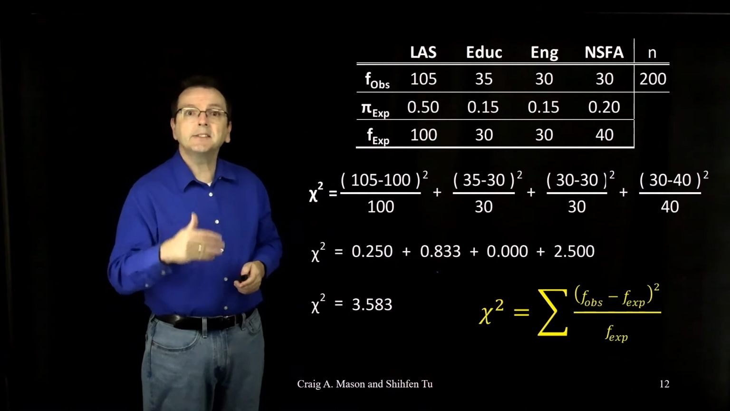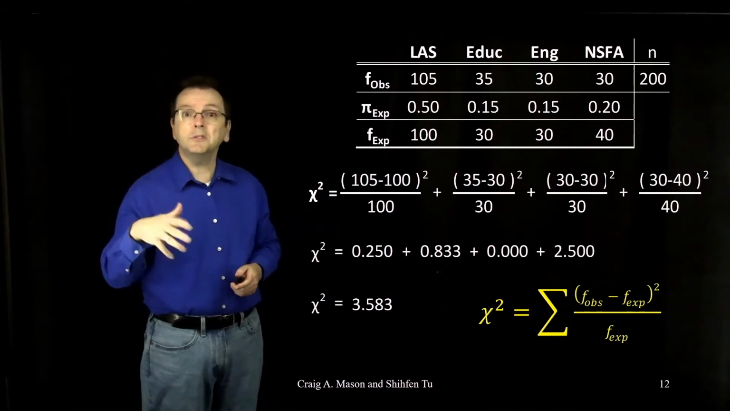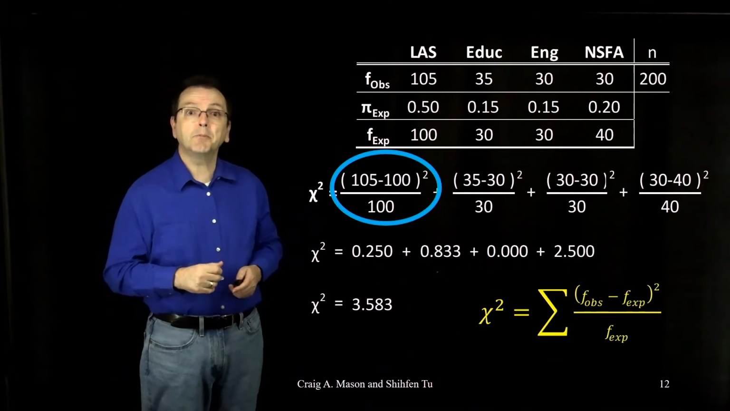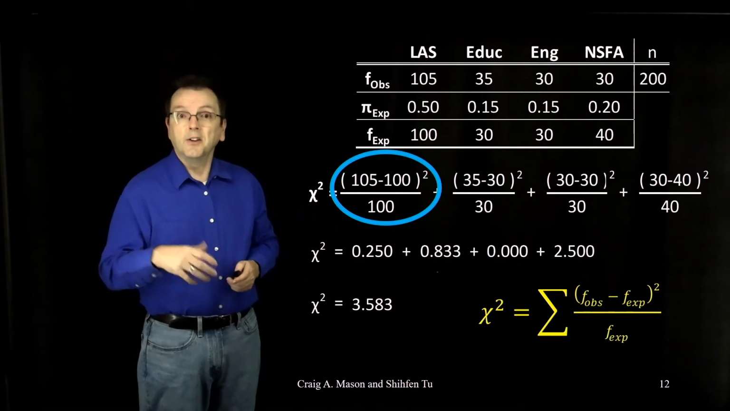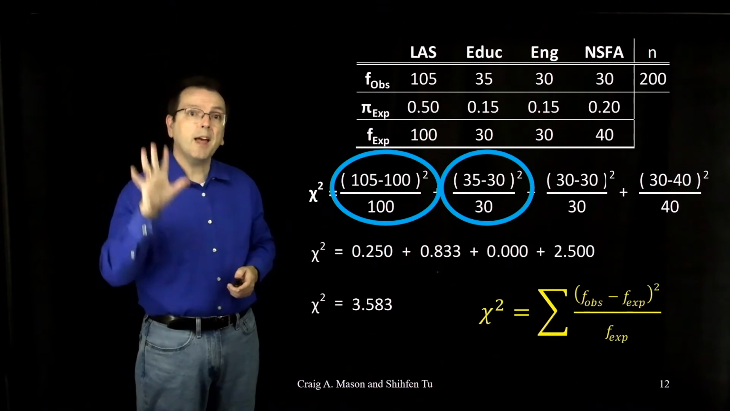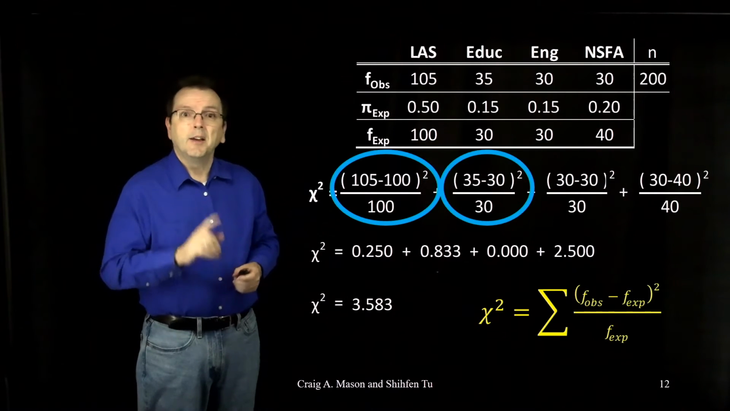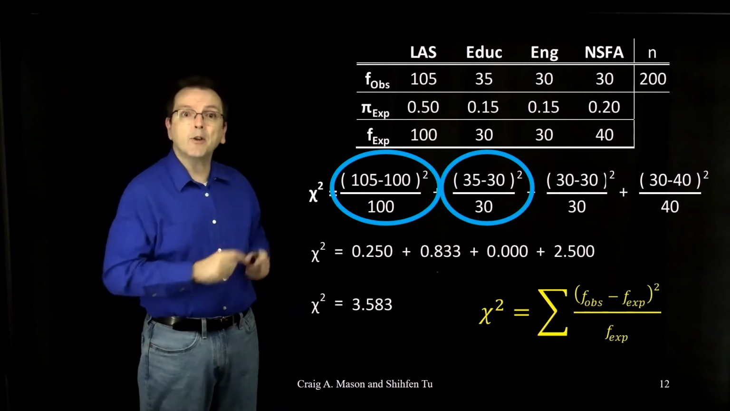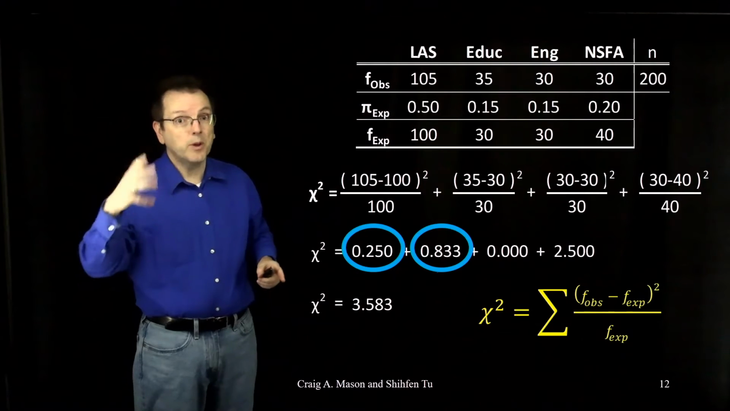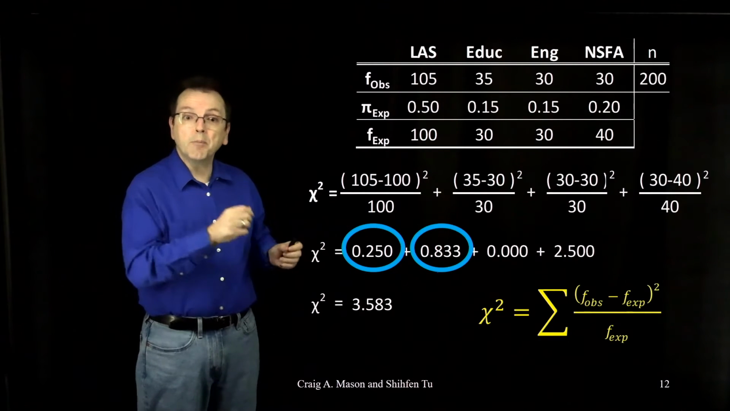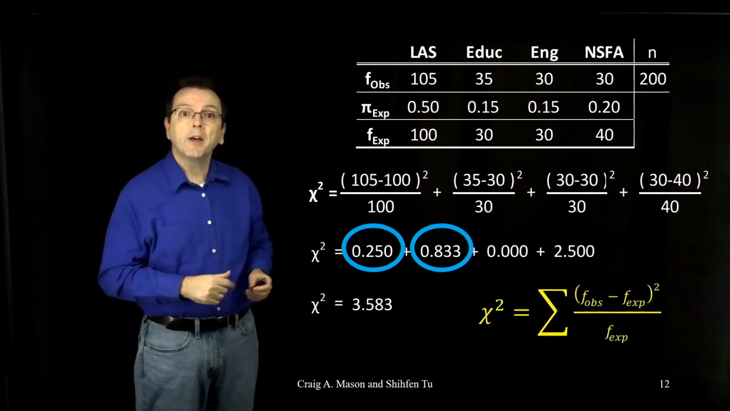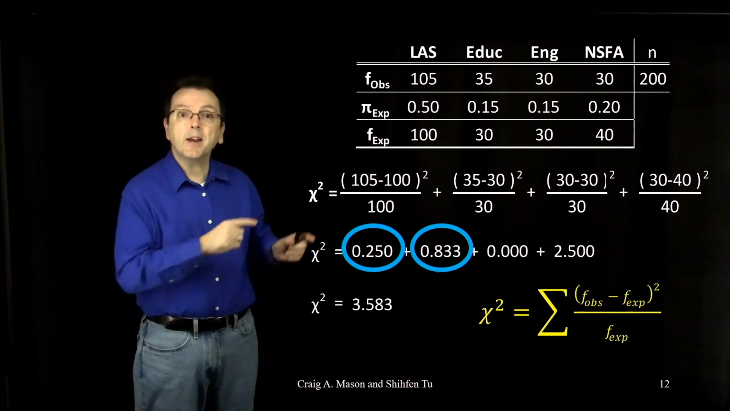Notice that both LAS and education had 5 more students than we expected. We observed 105 LAS students, but expected only 100. And we observed 35 education students, but expected only 30. Both groups had 5 extra students. But notice the impact on the value for our chi-square was greater for education. LAS, with its larger group, contributed only 0.250 to the chi-square, but education, which had the smaller group, contributes 0.833 to our chi-square.